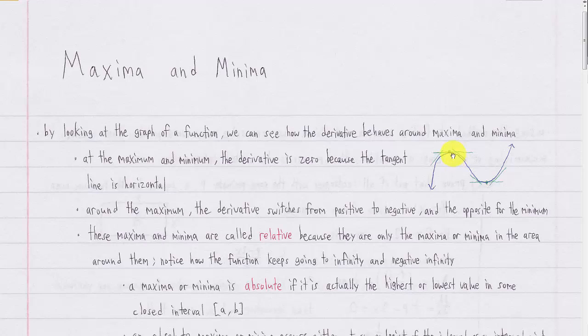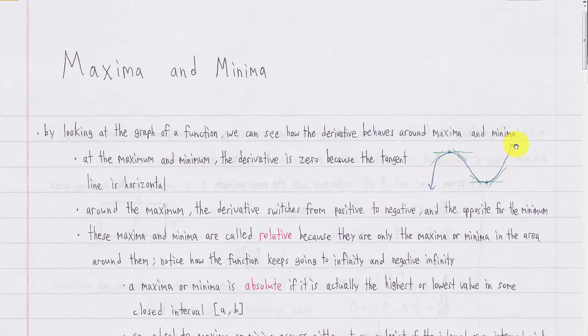Notice how we say this is a maximum, but the graph, as you can see, goes on to infinity. So obviously this is not the highest point in the entire function. So we call these kinds of maximum and minimum relative maxima or minima. These relative maximums are only the max value in some area around them. They're like the max or the min in the local neighborhood, but they don't necessarily have to be the max or min value for the entire function.